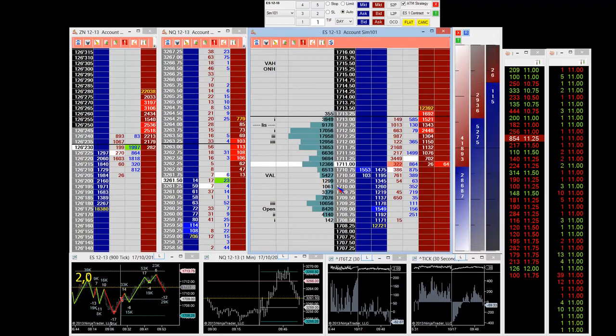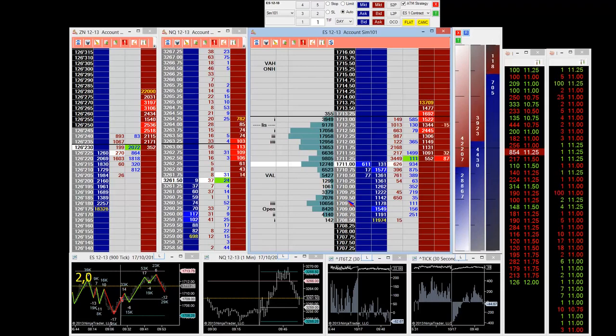Okay. And we'll also look at volume clusters. And again, we'll go into volume clusters when we place a trade.